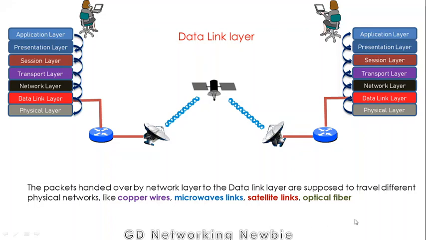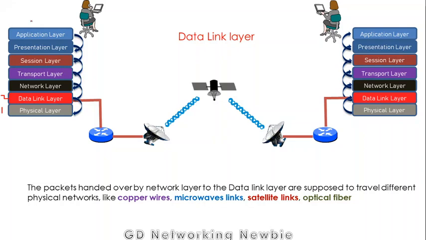Hi everyone. Today we are going to discuss the data link layer. The data link layer is the second layer in the OSI reference model. If we count, we have to count from this to this. So this is 1, 2. The data link layer is the second layer protocol in the OSI model.